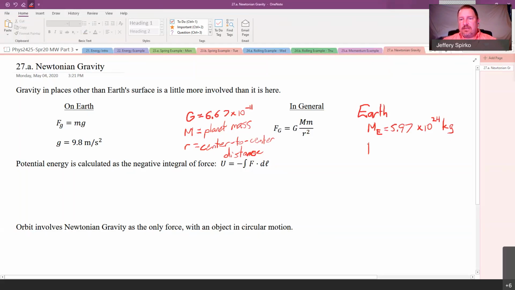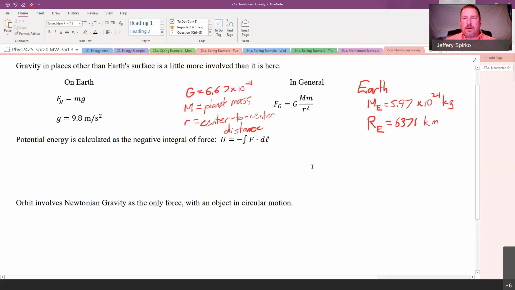And the center to center distance when you're actually on the surface of Earth is called the radius of Earth, because the size of your object doesn't really matter. It's 6371 kilometers, and that's the number I put on the equation sheet for the radius of Earth. Earth isn't really perfectly round, so depending on exactly how you measure it and how you describe it, the radius is somewhat variable.